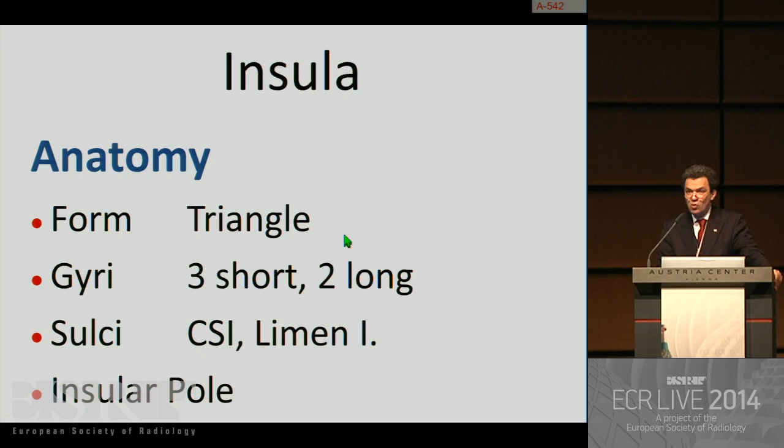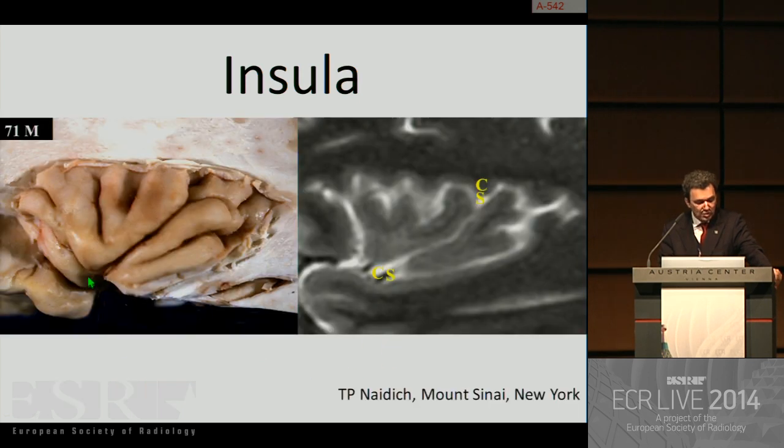The insula is slightly more complex from its outer shape, has the form of a triangle, 3 anterior short, 2 posterior long gyri, and they are separated by a sulcus, which is also called the central sulcus of the insula, and the triangle is surrounded by the limen insulae. So this is what you have. You have the insula here, surrounded by the limen insulae. You have 3 anterior short gyri, 2 posterior long ones, separated by the central sulcus of the insula, and here you have the insular pole.